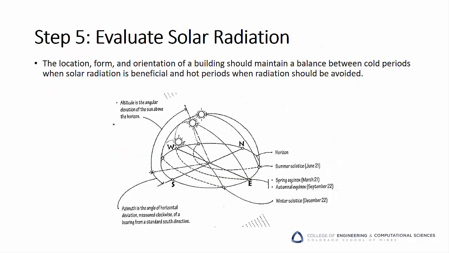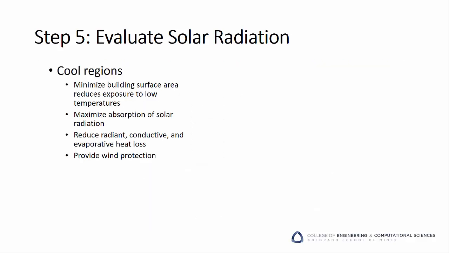Tied to using existing trees, and to our earlier example of slats on Brown Building, make sure to evaluate solar radiation. The location, form, and orientation of a building should maintain a balance between cold periods when solar radiation is beneficial and hot periods when radiation should be avoided. How you do this will depend on the type of region you're designing for.